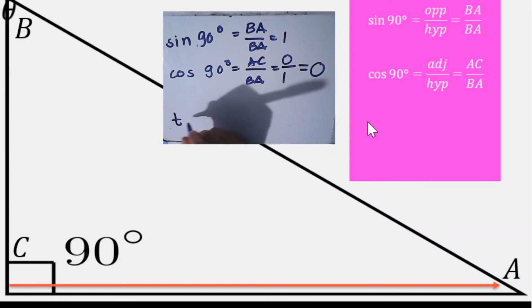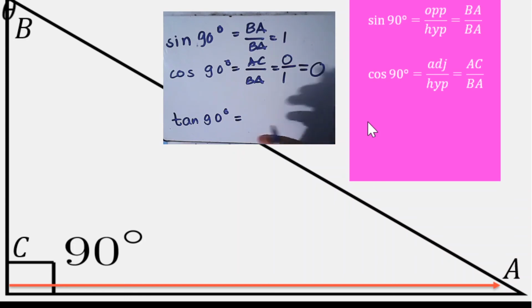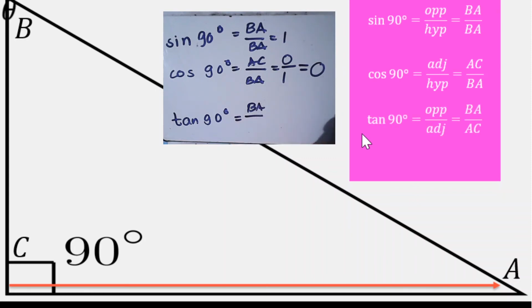Now, let us get tangent 90 degrees. Tangent is said to be opposite side over the adjacent side. The opposite side is the hypotenuse, which is BA, and we can use either of the adjacent sides, BC or AC. So let us just use AC, and we know that AC is approaching 0. The measure of BA or the hypotenuse is 1, and AC is approaching 0.